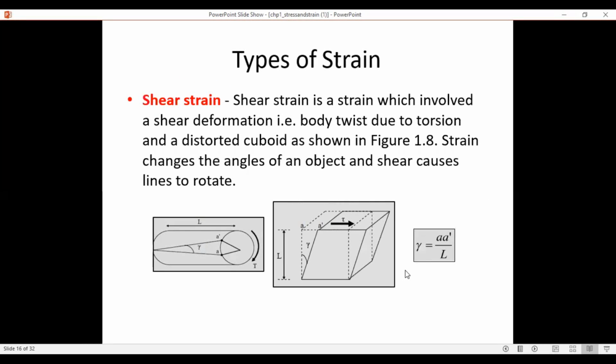Shear strain. Shear strain is a strain which involves a shear deformation, such as a body twisting due to torsion and a distorted cuboid as shown in figure 1.8. Strain changes the angles of an object, and shear causes the line to rotate. We will see this kind of situation further in part two of this chapter. If you see carefully, this is the total length, the angle, the original length, and also the torsion there.